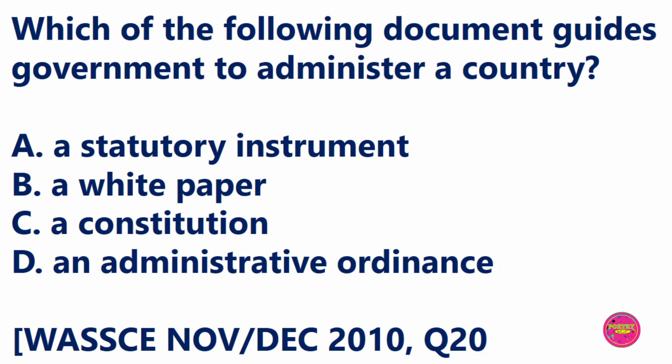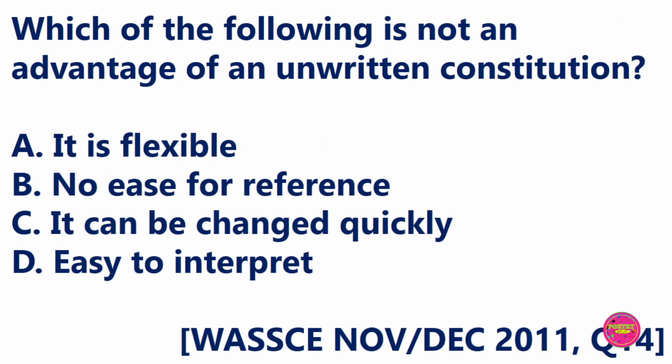Which of the following documents guides government to administer a country? A. A statutory instrument, B. A white paper, C. A constitution, D. An administrative ordinance. The correct answer to this question is C. A constitution.